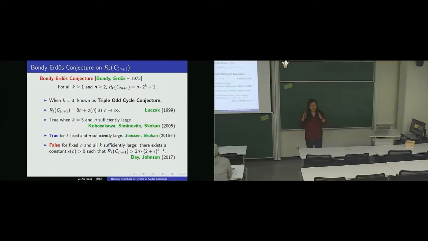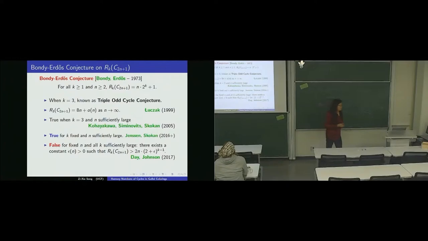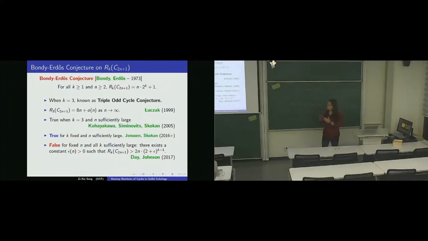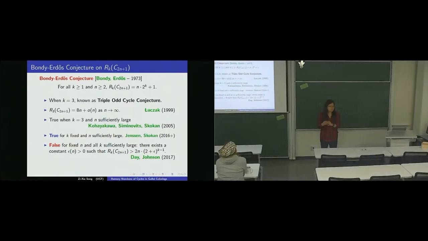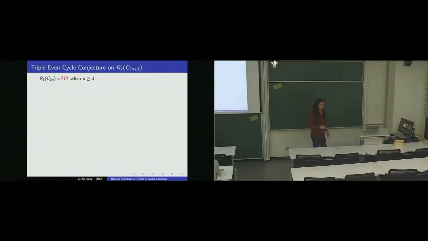Now, how about the even cycles? It's not a surprise to see that the Ramsey numbers of even cycles behave rather differently than the Ramsey numbers of odd cycles. One possible reason is that even cycles are bipartite graphs, and odd cycles are not. Now for even cycles, we don't have a conjecture in this literature.